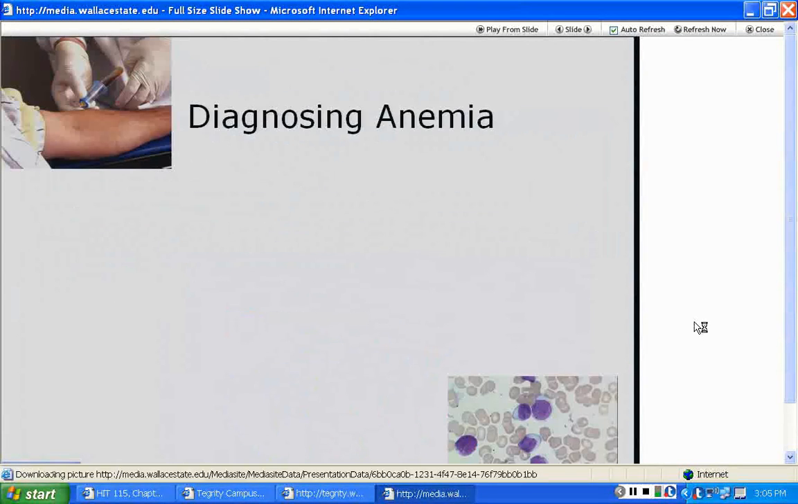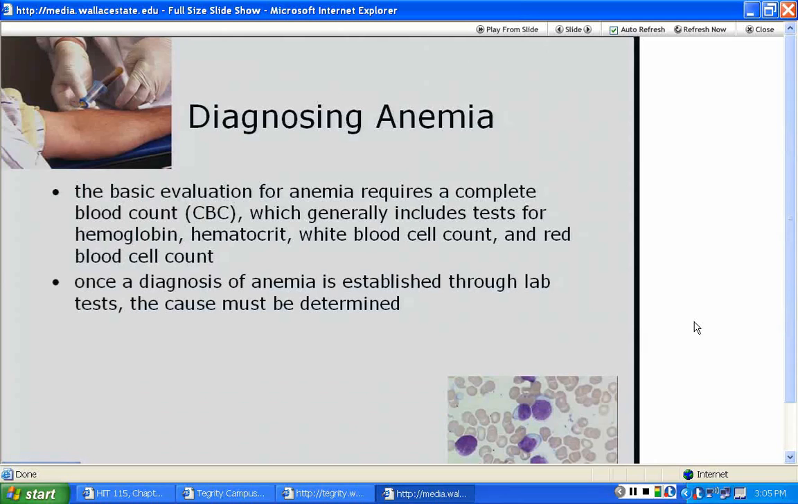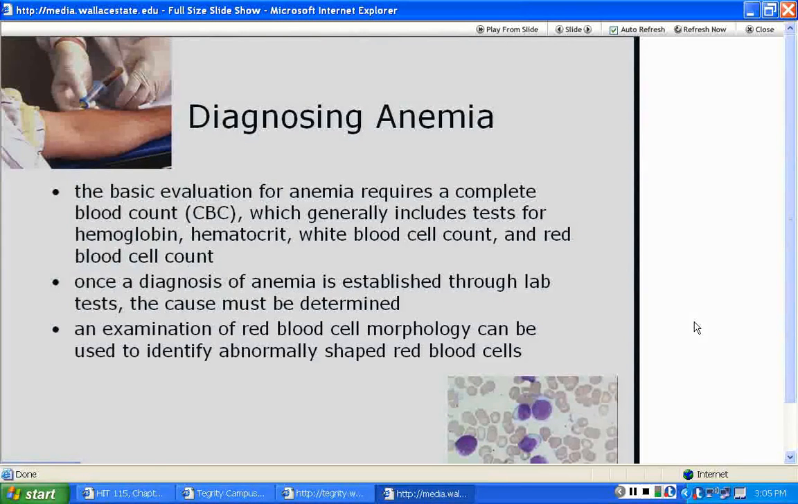In diagnosing anemia, it's very important that a complete blood count is done, and that test should be performed in such a way that the amount of hemoglobin is measured, the hematocrit, the white blood cells are counted, the red blood cells are counted. When someone is identified as having anemia, a deficiency of red blood cells, they must determine the cause. It may be a cause that can be treated with iron pills. It may be a cause that has to be further evaluated.